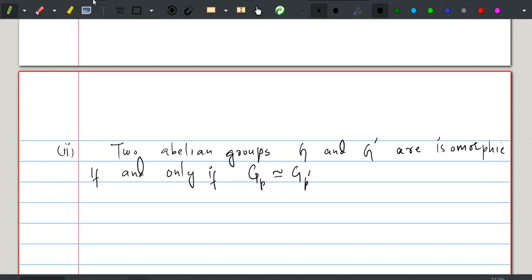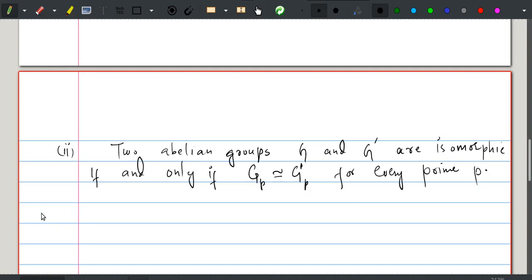So this must be true for every prime p. So let's prove the first item.